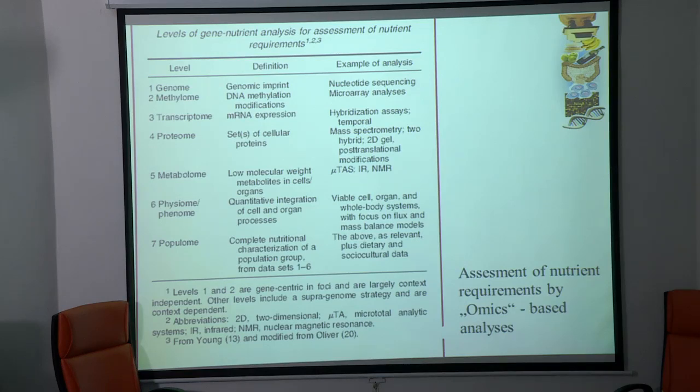Now, we've already seen that there are various levels at which the nutrients are going to impact the cell. And the levels of gene-nutrient analysis for assessment of nutrient requirements can be at all these levels. The first two levels are absolutely context independent, whereas transcriptome, proteome, metabolome, physiome, phenome, and population are context-driven ones. And there are different kinds of analysis which can be applied at all these levels in order to assess the nutrient requirement.